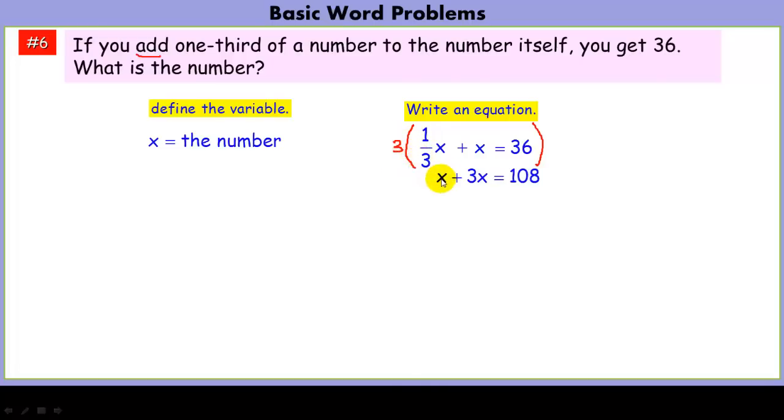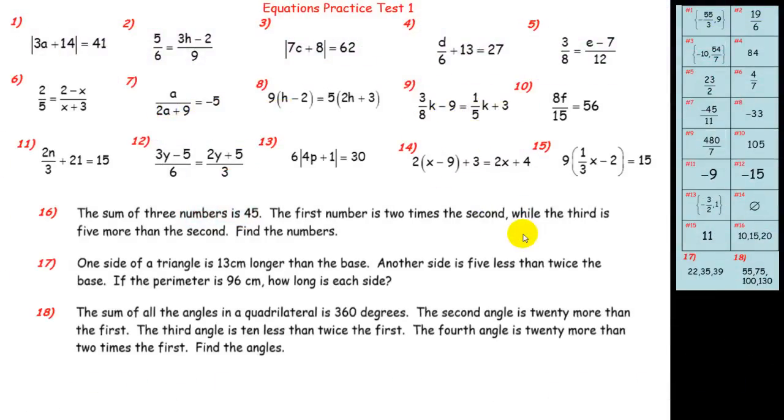by clearing the fraction. Combine like terms. Divide by 4. Raise your hand if you got 27. Awesome. All right. Here is our practice test, and there are the answers.